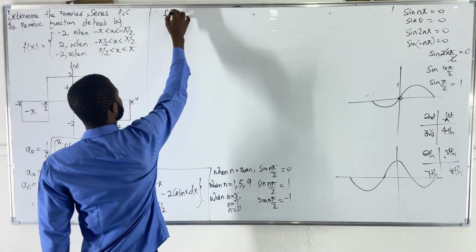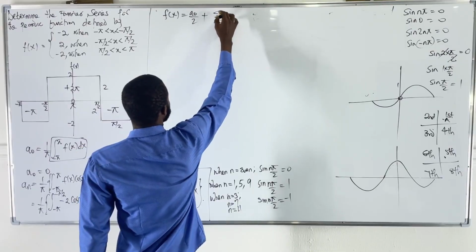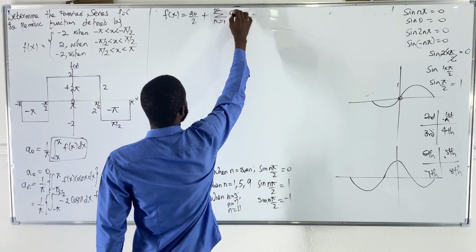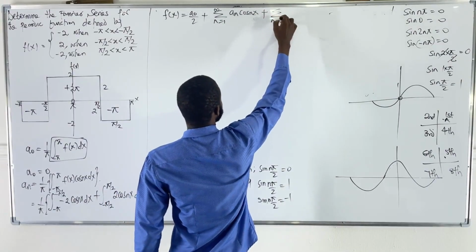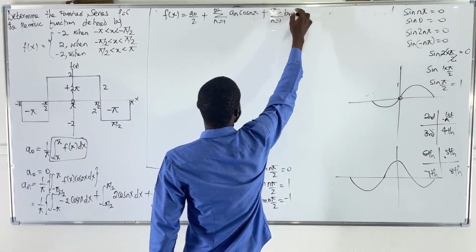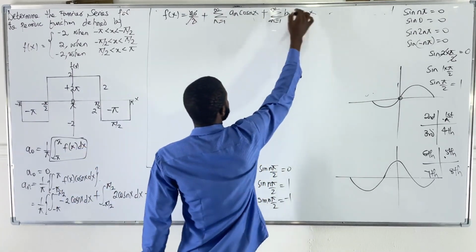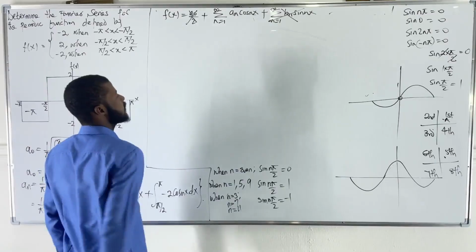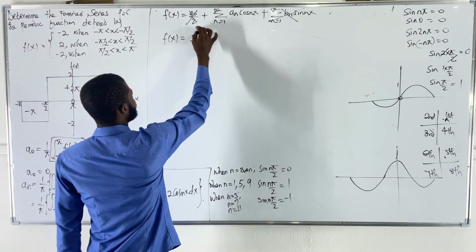So let's proceed. f of x is equal to a naught over 2 plus the sum from n equal to 1 to infinity of a sub n cos nx plus the sum from n equal to 1 to infinity of b sub n sine nx. Now this is 0, it is gone. This is also 0. So the only thing remaining is this. Now let's proceed. This will be the sum from n equal to 1 to infinity.